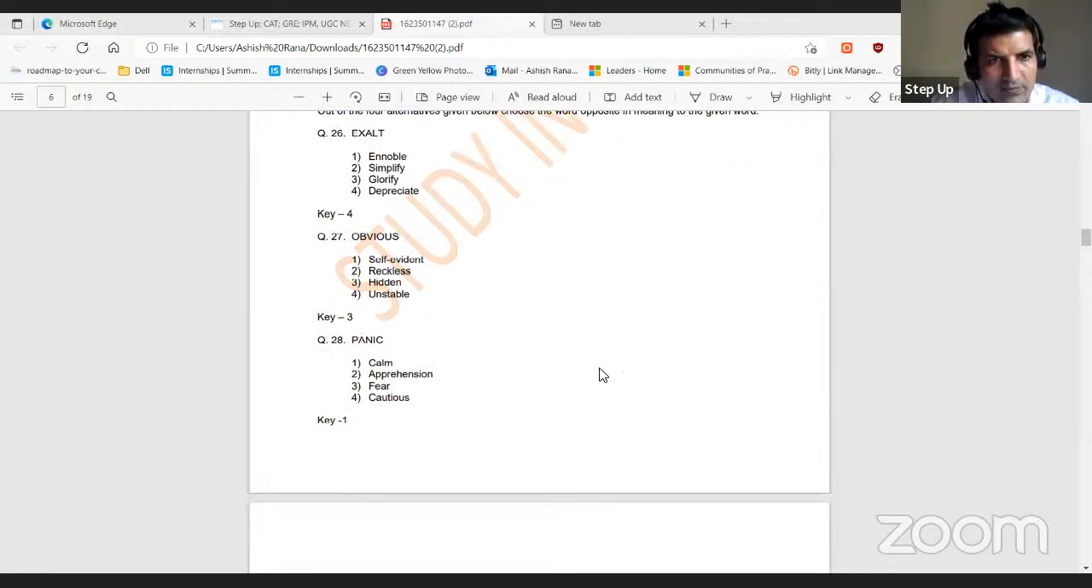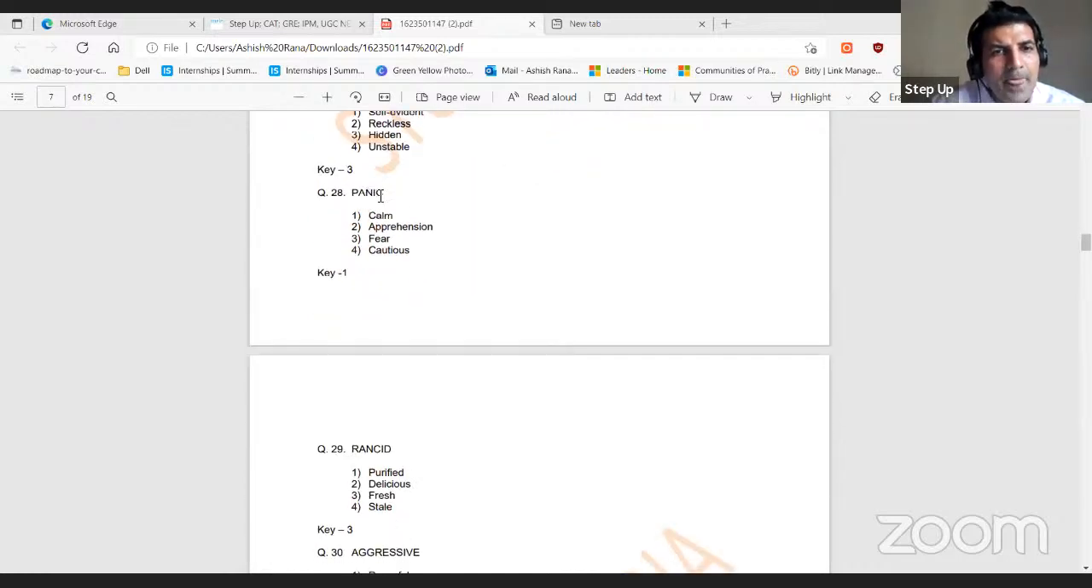Okay. Now, obvious. This obviously we know, right? What is obvious? Meaning very apparent. But we have to choose the antonym of the same, meaning opposite in meaning. So it would be hidden. All right. Panic. Again, we should say, no, don't panic. Don't suddenly get all panicked. So the opposite of panic is calm. Some people stay calm, especially in an exam when there is high pressure.